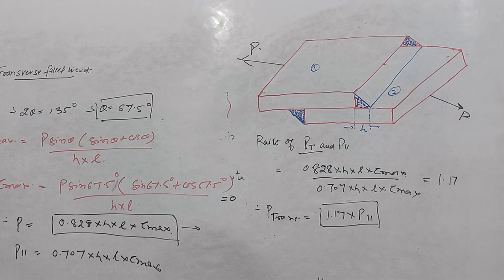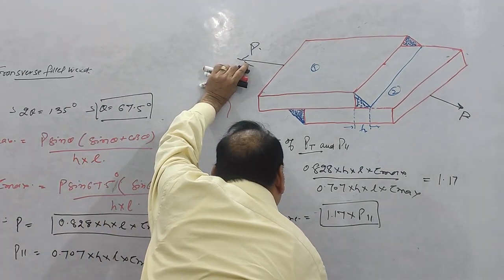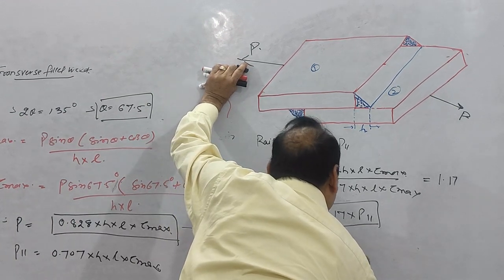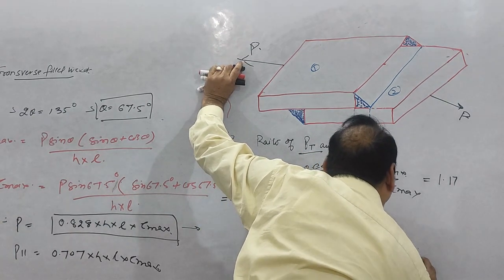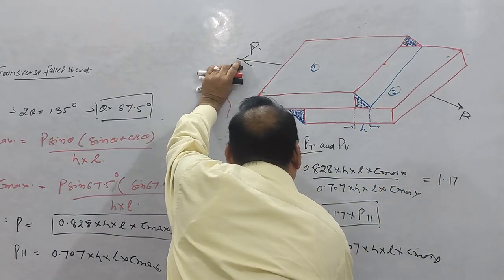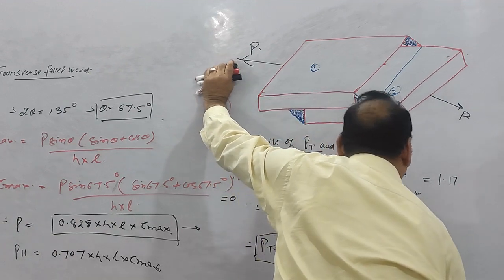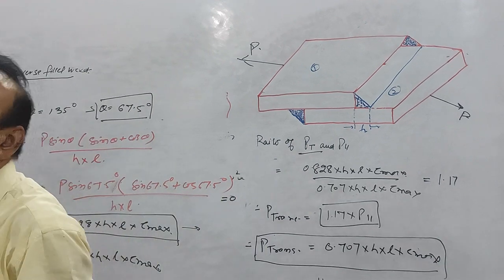We have taken lot of assumptions, so we will consider the value of P transverse that is equal to the P fillet weld. So P transverse भी जो आपका होगा, I will take 0.707 into h into L tau max. Because why I have taken this value? We have considered lot of assumptions, so this is not the actual value of the P transverse.